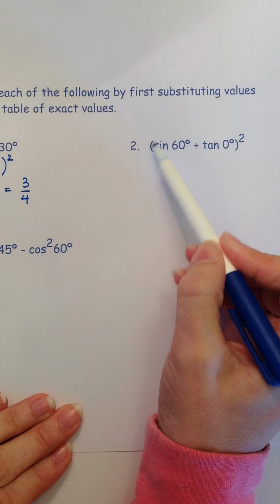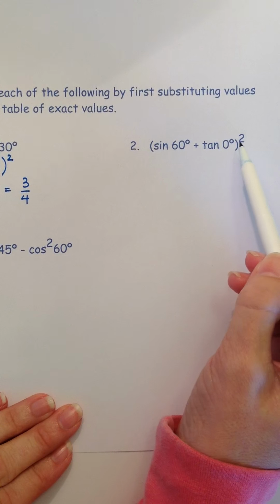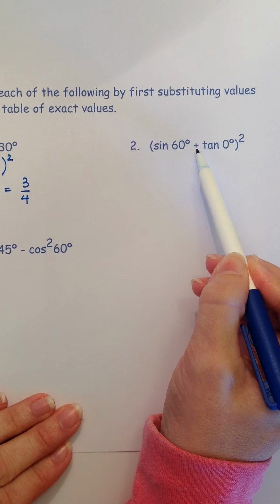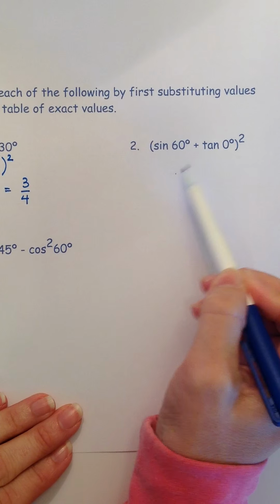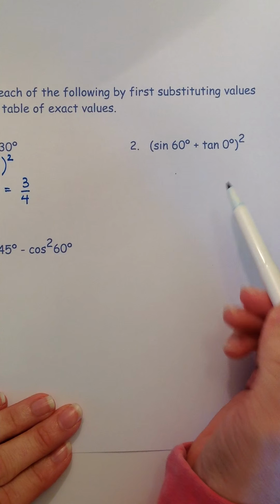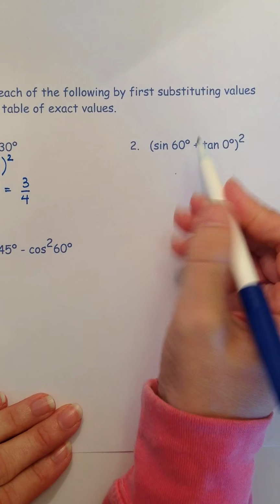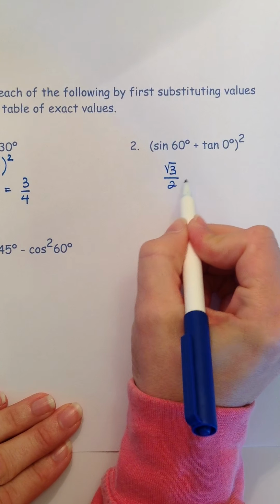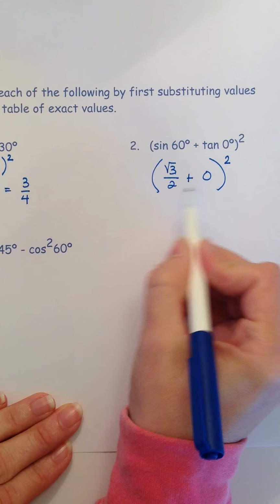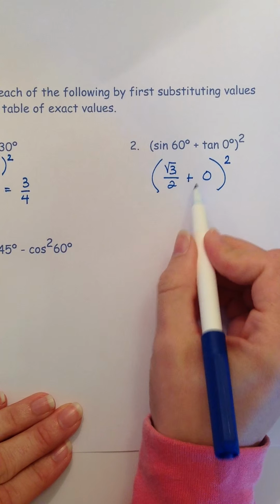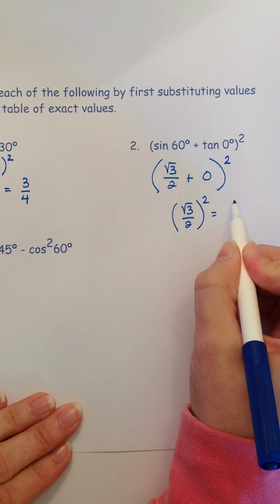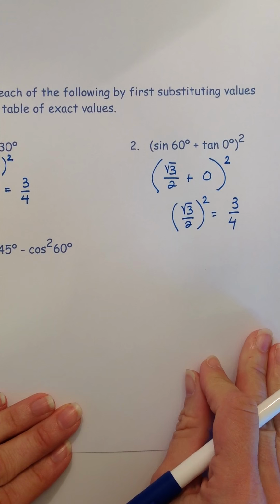Okay, now here you've got parentheses, so all of this is going to be raised to the second power. You are not allowed to square these two things individually. That's because of the addition sign here. You need to get your value for sine 60, get your value for tangent 0, add, and then we'll do the squaring last. So going back to your table, you'll notice that sine 60 degrees is square root 3 over 2. Tangent of 0 degrees is 0. Of course, the addition here is real easy since you're just adding 0. So you do your addition, you get square root 3 over 2. And take this and square it, so that's going to give us 3/4 again. So there's your answer for that one.